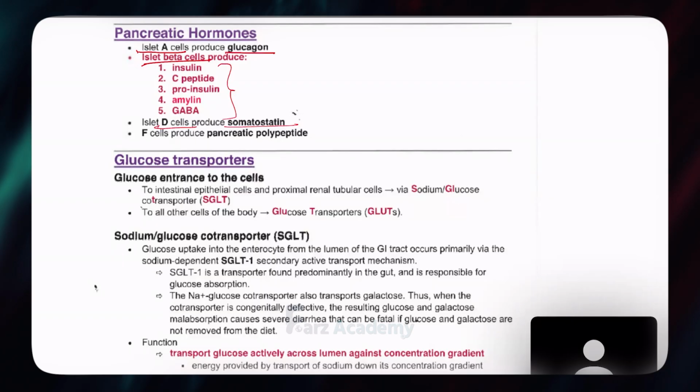The glucose transporters are also basically questions. They transport glucose actively against the concentration gradient. SGLT1 is found predominantly in the gut and is responsible for glucose absorption. They are sodium glucose co-transporters. These are the ones which I am marking out, the questions which have already been asked in the exam.